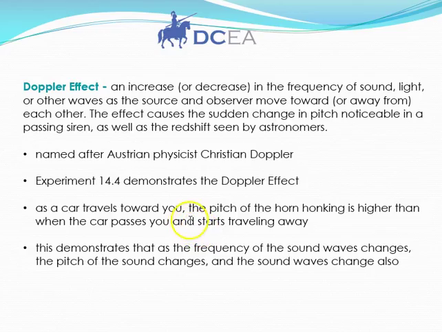So what is the Doppler effect? A Doppler effect is an increase or a decrease in the frequency of sound, light, or other waves as the source and observer move toward or away from each other. The effect causes a sudden change in pitch noticeable in a passing siren as well as the redshift seen by astronomers. So it also has something to do with light, which we're not going to get into yet. The Doppler effect was named after Austrian physicist Christian Doppler.